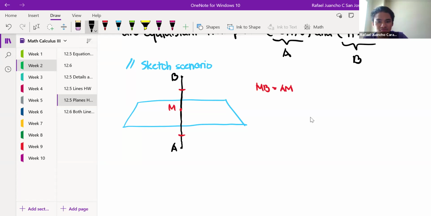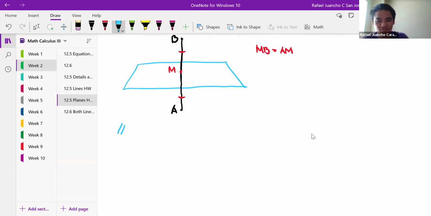M is our initial point, but we don't know what that is yet. Now I need to find some vector that goes up or down, that's perpendicular. Well, we can just use our segment AB, right? So our AB vector can actually give us that same thing. So, okay, first, let's find our initial point.